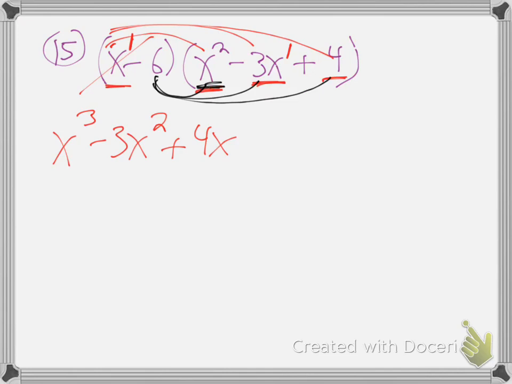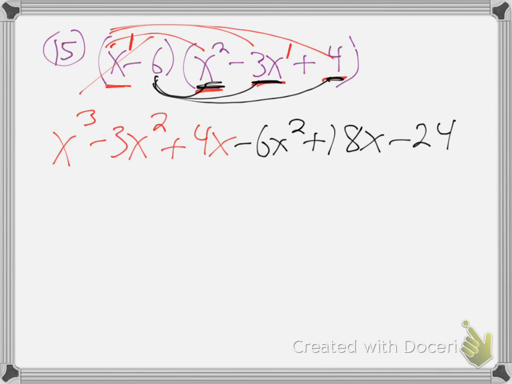Minus 6 times x squared. Negative 6x squared. Minus 6 times minus 3x. Two negatives. Positive 18x. Is that good? And then minus 6 times plus 4. Minus 24. Did you get those 6 terms? Out front numbers multiply, powers add.